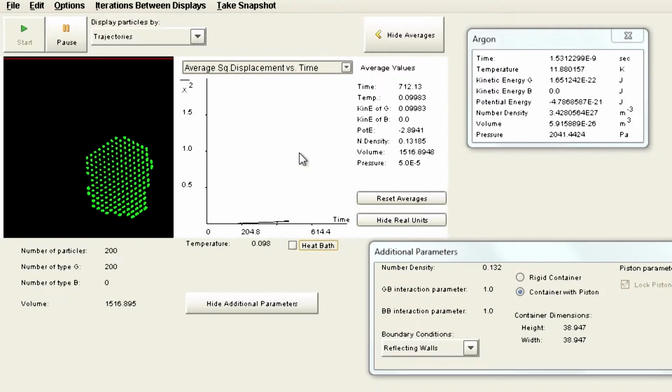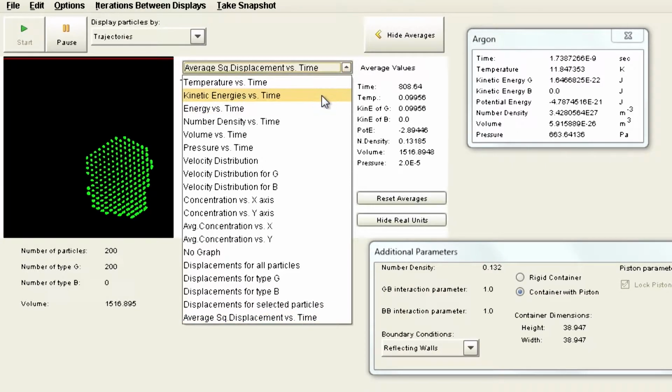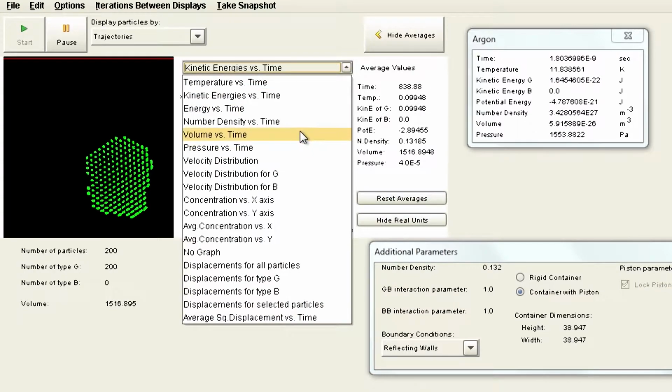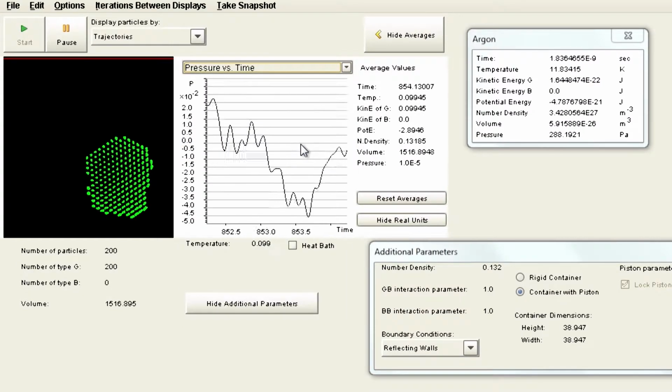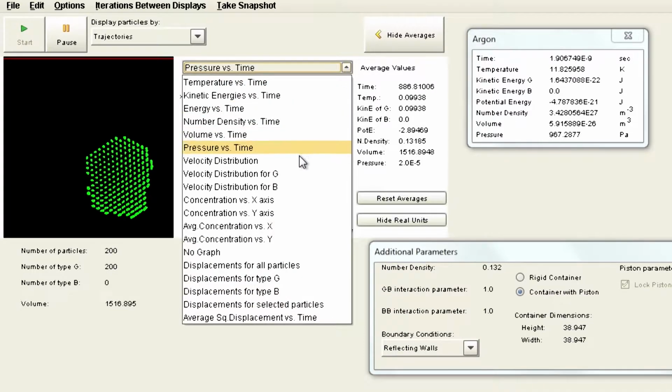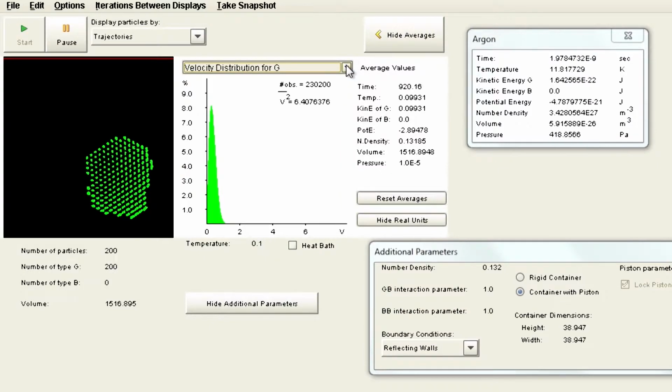Now, you are seeing that average displacement versus time is growing, because the system is now growing with it. If I look at kinetic energy, it is fluctuating, and the volume and pressure are fluctuating sinusoidally, because the crystal structure is moving around, it is vibrating. Velocity distribution you can see here.